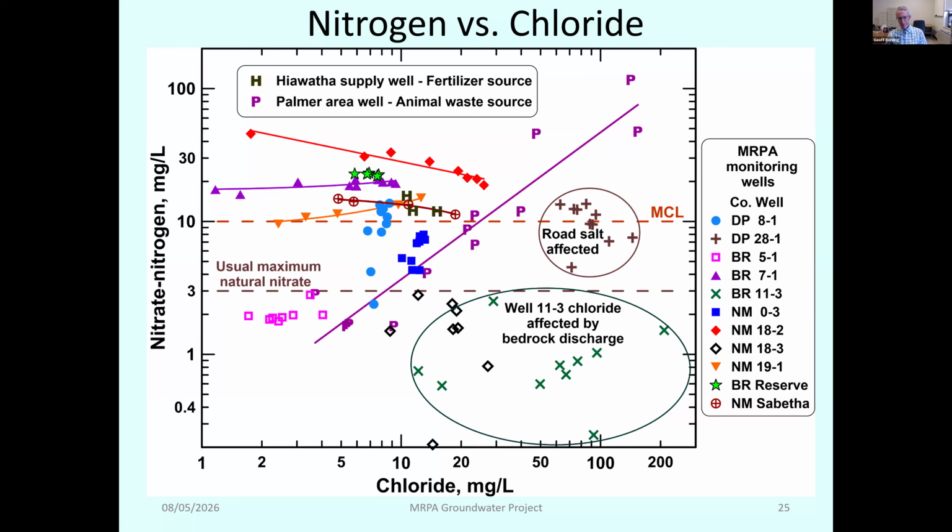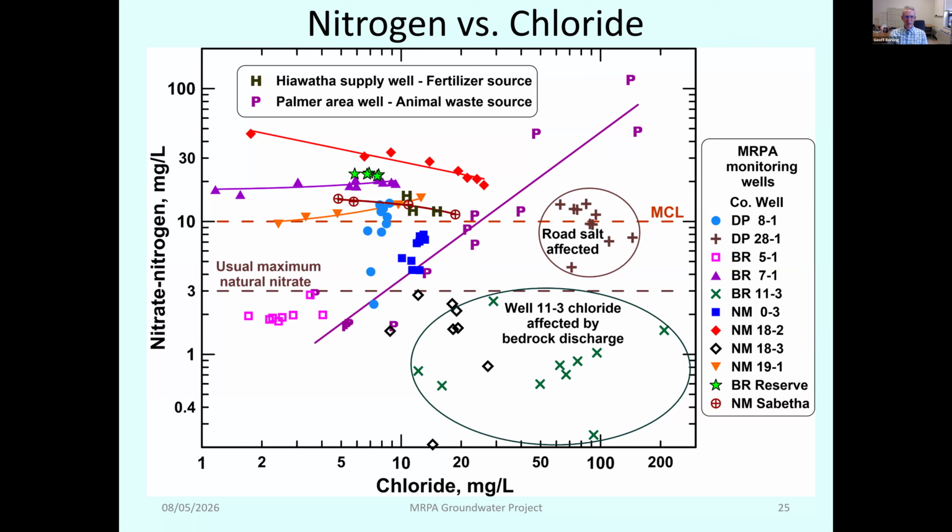Certainly somewhere in the uplands, there's probably some very local places, if there are some stockyards, feed lots, where there might be some groundwater from the animal waste source. But in general, this upland area, it's mainly fertilizer source. So let's look at some of the other points that are above the 10 milligram per liter level.